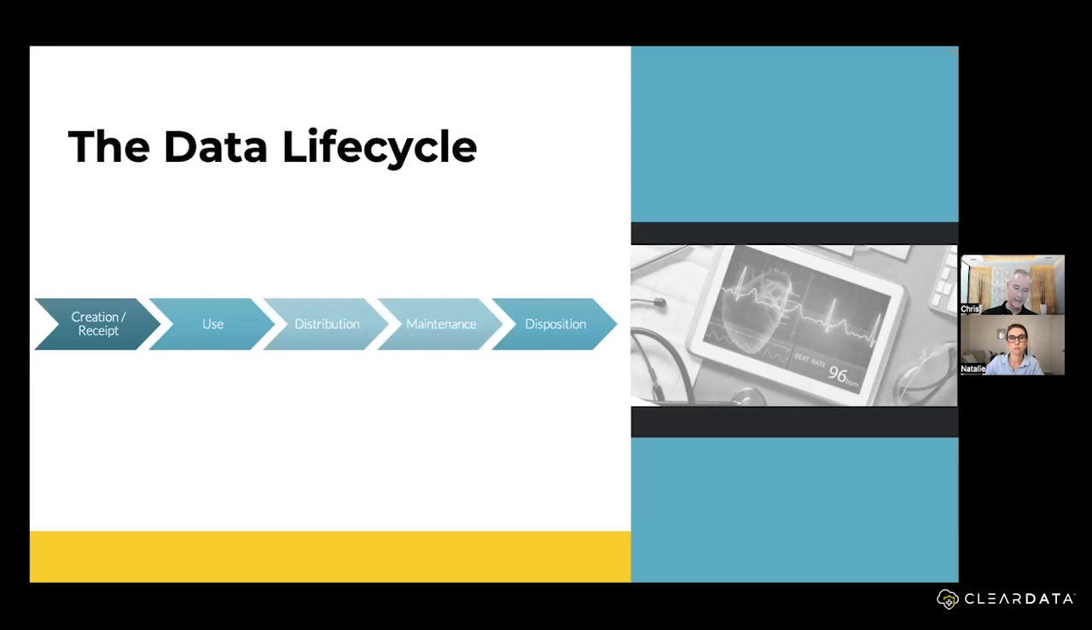You create data, you use data, you distribute it in some cases. You certainly have to maintain it. And of course, disposition means either you are archiving that data or you are destroying that data. It has a life cycle. And one of the things that we try to do with our customers is map the controls necessary to protect that data at each stage of that life cycle.